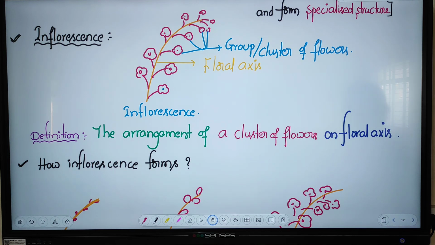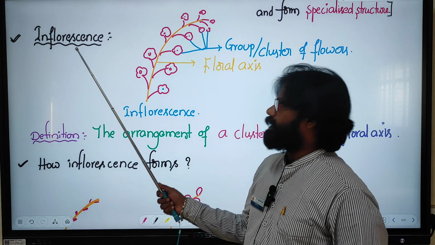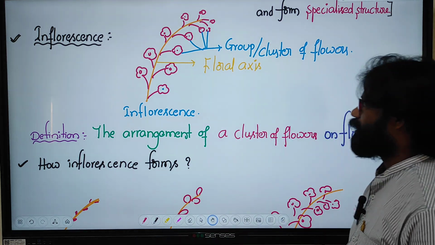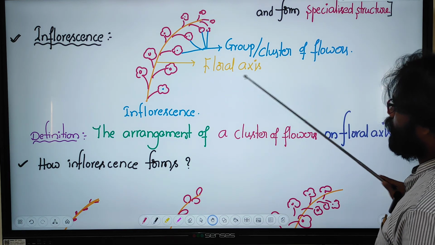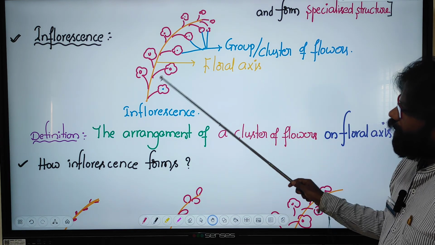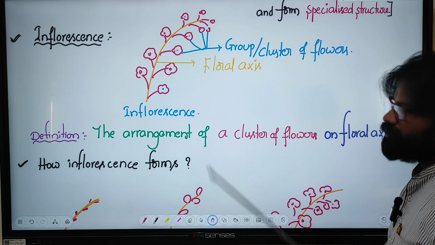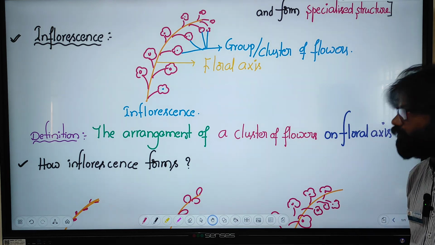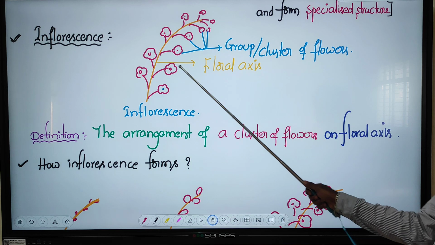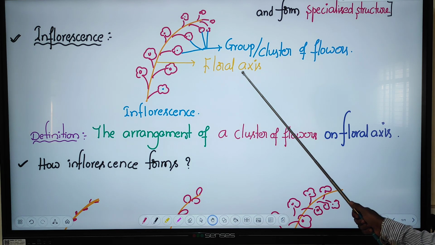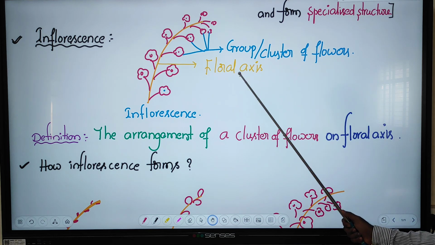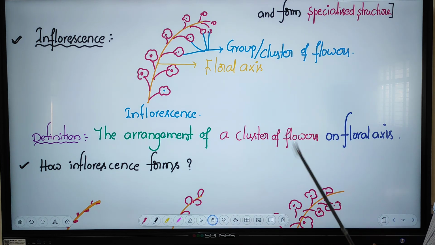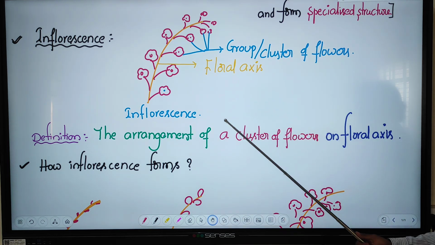Next, what do you mean by inflorescence? Generally we can see that one stalk-like structure is present, that is the floral axis, which is continuously growing. On that, a number of flowers are formed. These are a group or cluster of flowers. See, the central yellow color is the floral axis, and all these red colored ones are the cluster of flowers. These two, the floral axis plus this cluster of flowers, is equal to inflorescence.